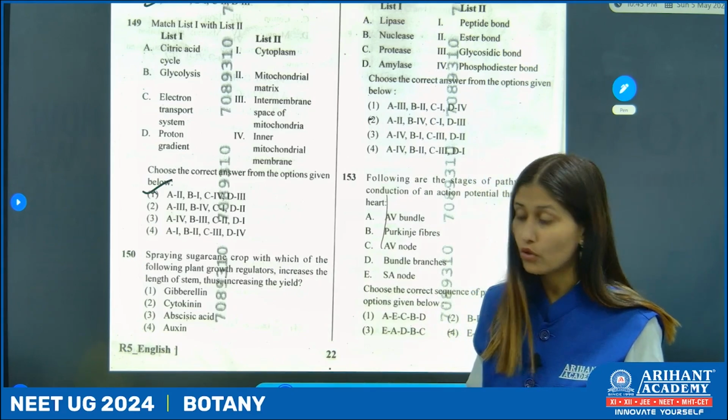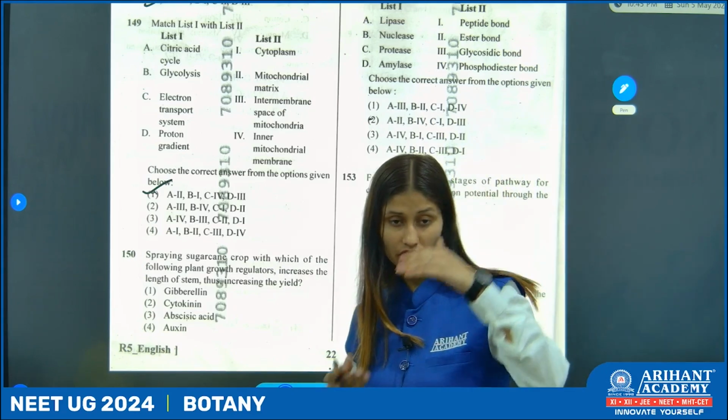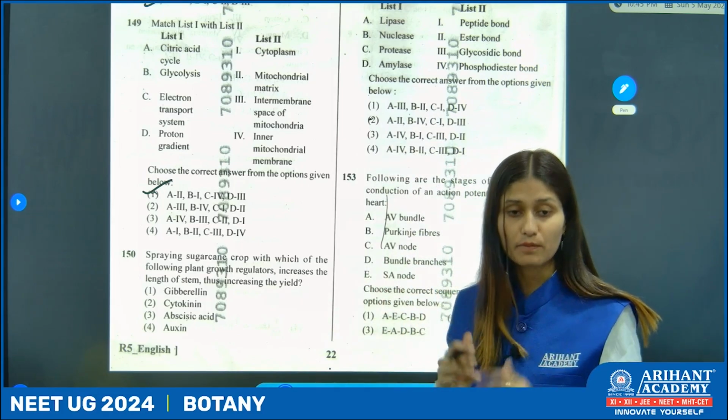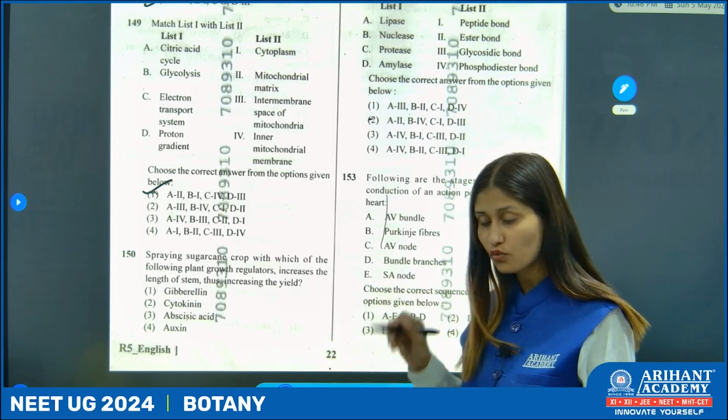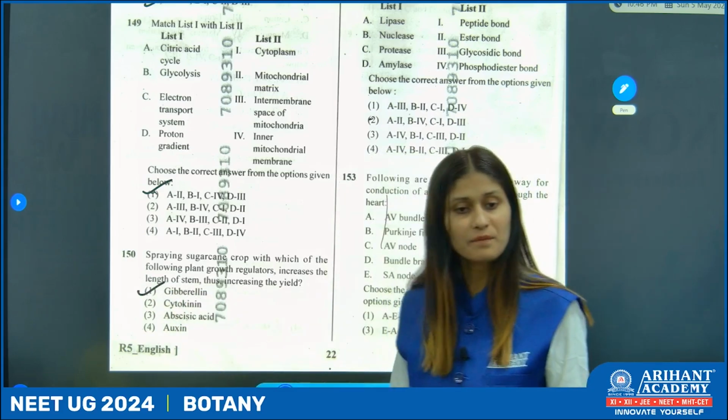So the answer for this would be the hormone gibberellins, which is responsible for the internodal elongation in the rosette type of plants generally, isn't it? So for this also, gibberellin is responsible. So gibberellin is the right answer.